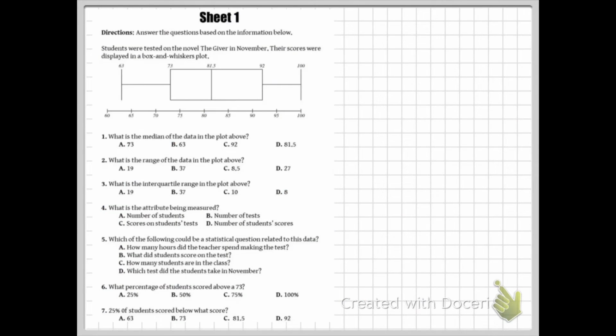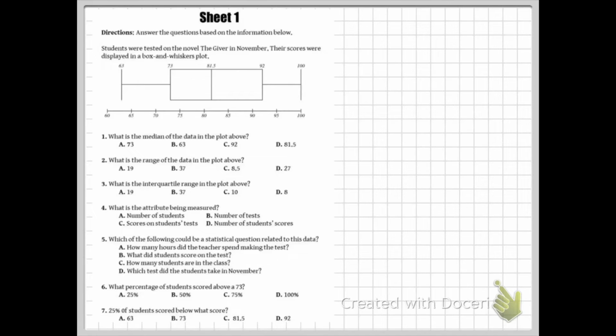So let's take a look at this worksheet that I have here. It says they want us to answer the questions based on the information below. What this is stating is that students were tested on the novel The Giver in November. Their scores were displayed in this box and whisker plot. The plot is the number line and the box and whisker plot is already done for us. So now it's just a matter of interpreting the data.